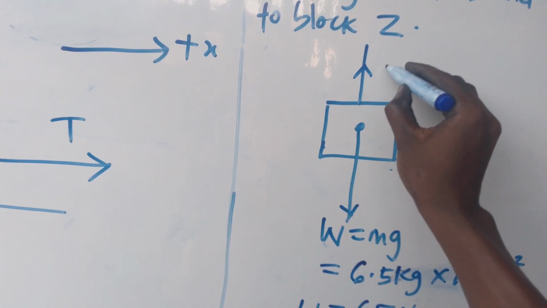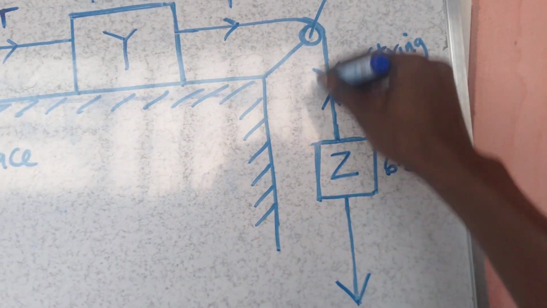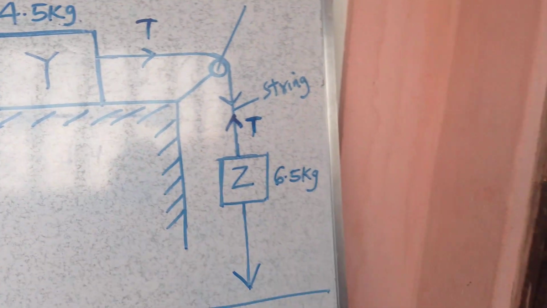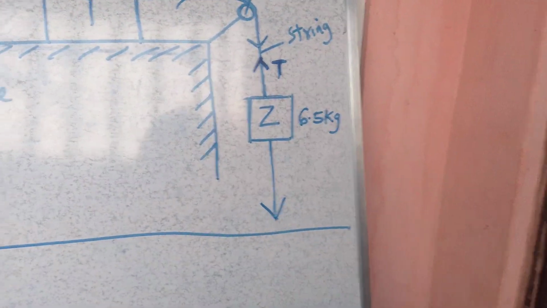So tension force will act on this rope. There's a rope connected to the block. Look at it, this is the rope, and at this point there's a tension force acting here. Okay, so that's what we just need. That's the free body diagram. We just took this component out.